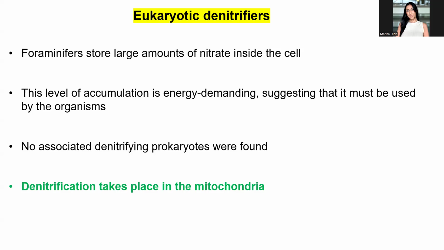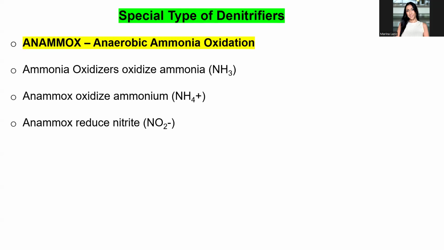A special type of denitrification is the famous anammox, or anaerobic ammonia oxidation. Anaerobic ammonia oxidation uses ammonia, oxidizing ammonia to ammonium. Ammonia oxidizing bacteria will use ammonia. Anammox will use ammonium. Ammonium is ammonia when it comes to the cell, and at the ultra pH becomes ammonium. So in order to be used in anammox, it has to be ammonium. Again, I was never very picky about that, but just FYI.